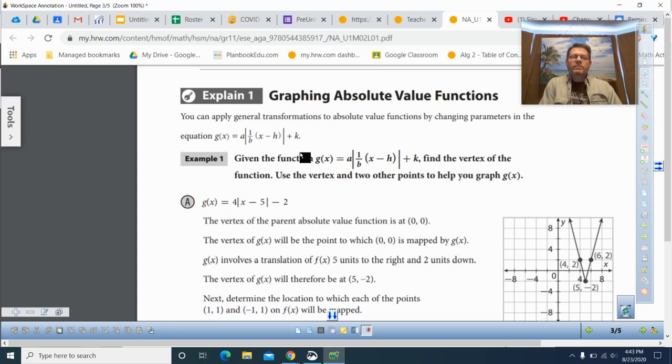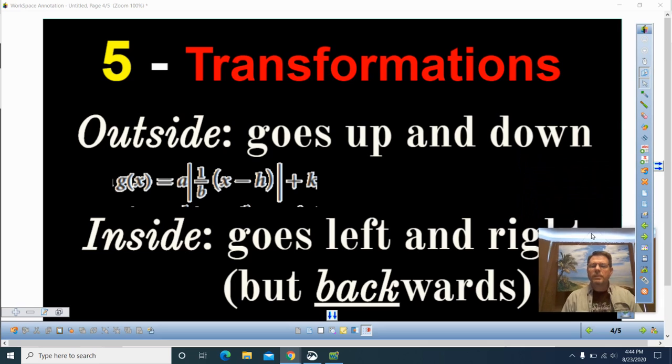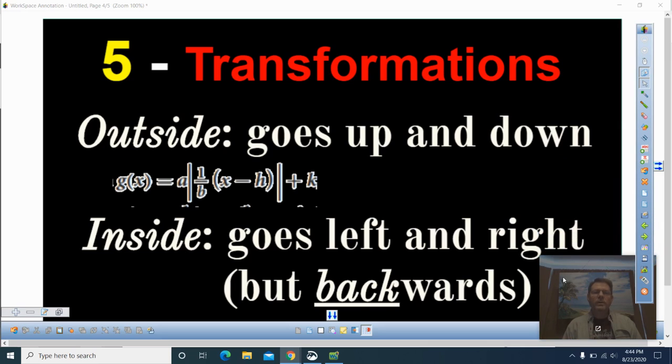When we're talking about the vertex form of the absolute value, that's this guy right here. Up to this point, we really haven't been worried about this 1 over B piece. Before we go any further, let's do a quick refresher. We've talked about big stuff when it deals with transformations. When something's on the outside, we're talking about up and down. So the K on the backside goes up and down. It just shifts the V up and down.